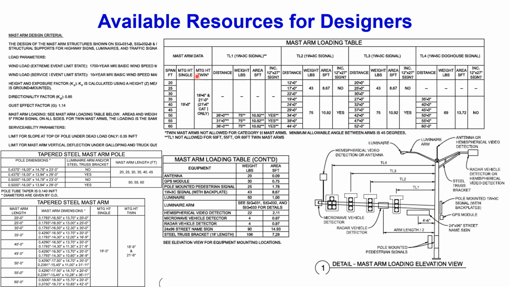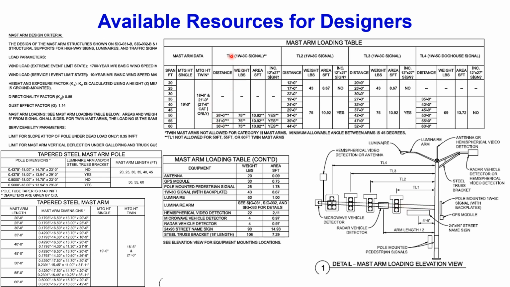Also, there are tables. One is the mast arm loading table. So it shows the span length of the mast arm. So we have mast arms from 20 feet going up to 60 feet. And the mast arm mounting height, if there are twin mast arms, so this structure can have two arms, then the mounting height for both arms.